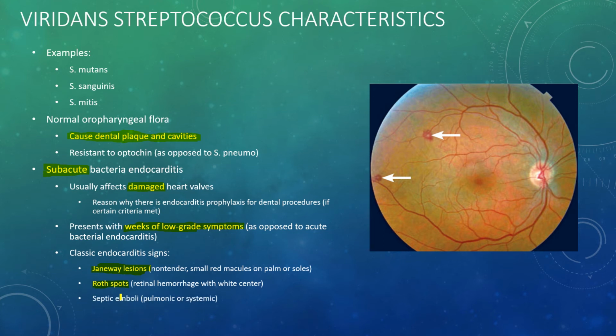Next, you get septic emboli. If you have a right-sided endocarditis, you get pulmonic emboli, because that's where the blood's going to go. Or you get a systemic emboli if it's a left-sided heart endocarditis. It's going to spread into the systemic vasculature and cause all kinds of problems.